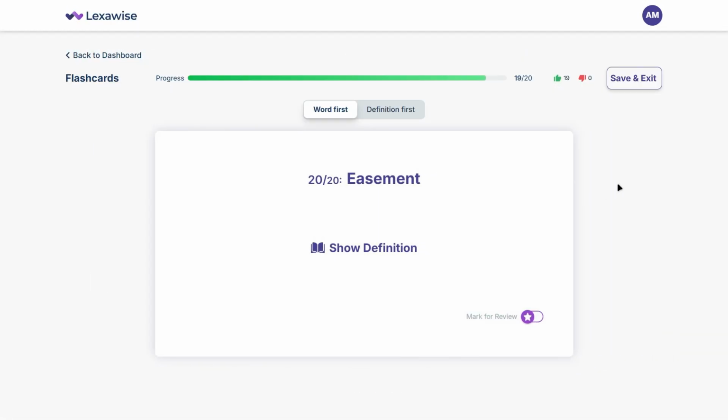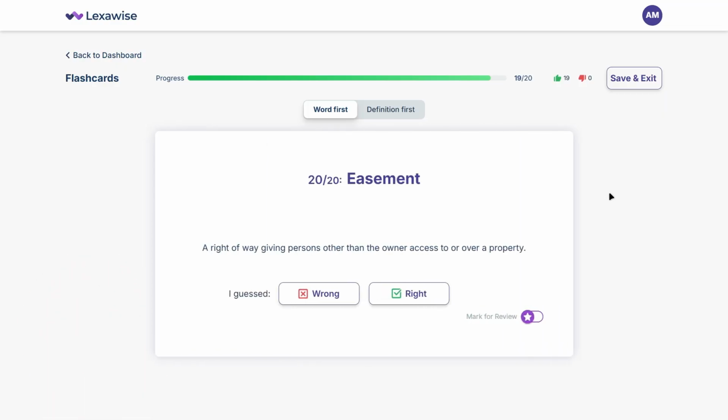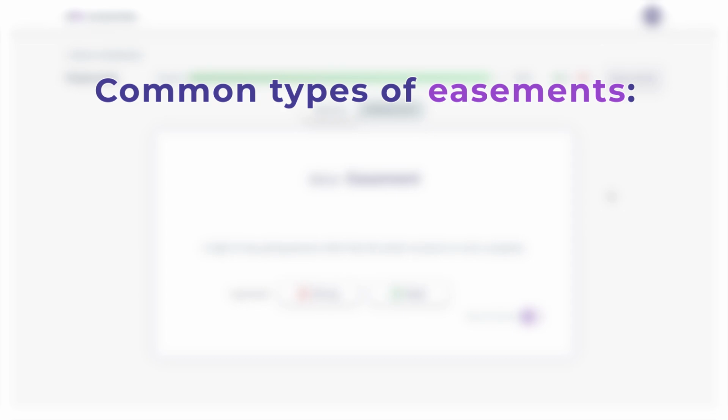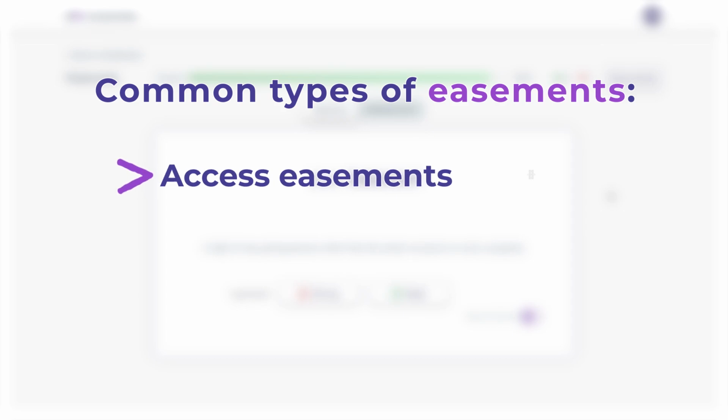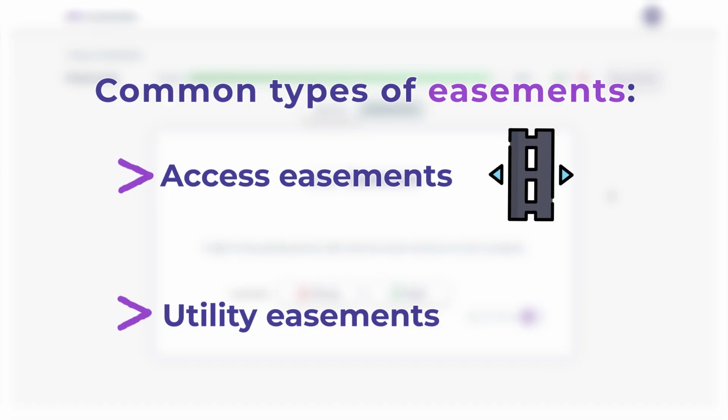Final term, number 20, easement. No clues this time. Easement. A right-of-way giving persons other than the owner access to or over a property. Common types of easements are access easements, like driveways, and utility easements, like power lines.